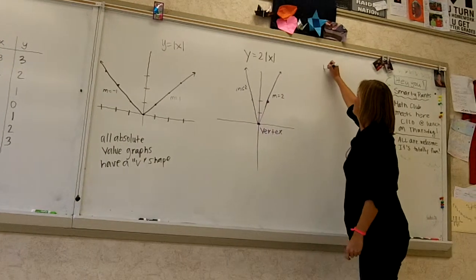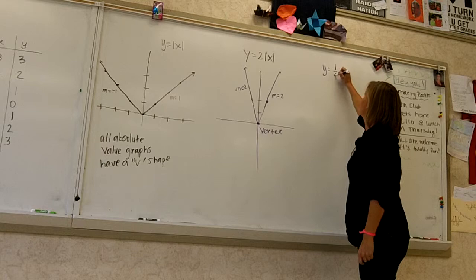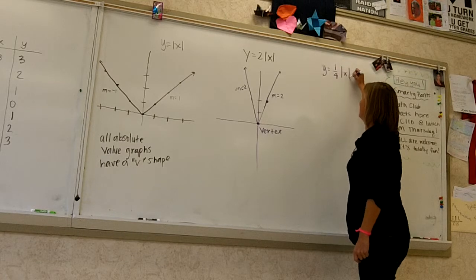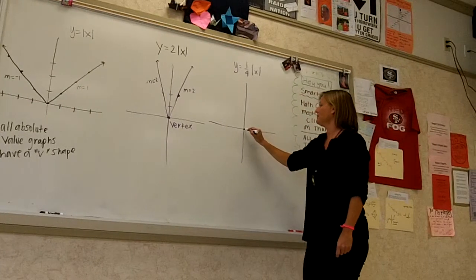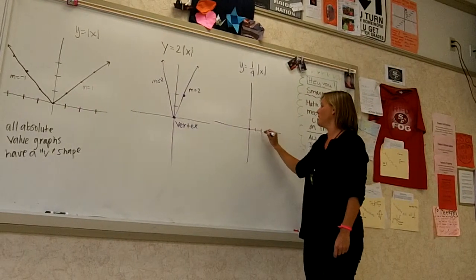So if I try to do something like y is equal to 1/4 times the absolute value of x, then I would start at (0, 0). I would go up 1 over 4.